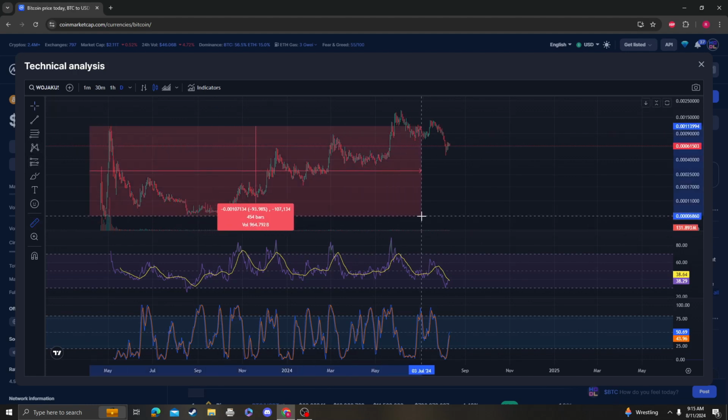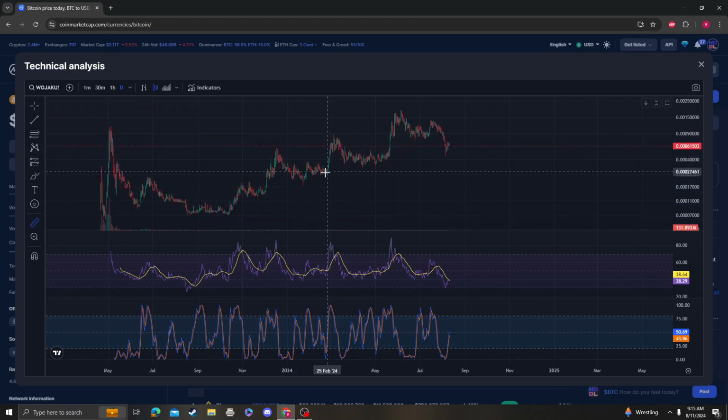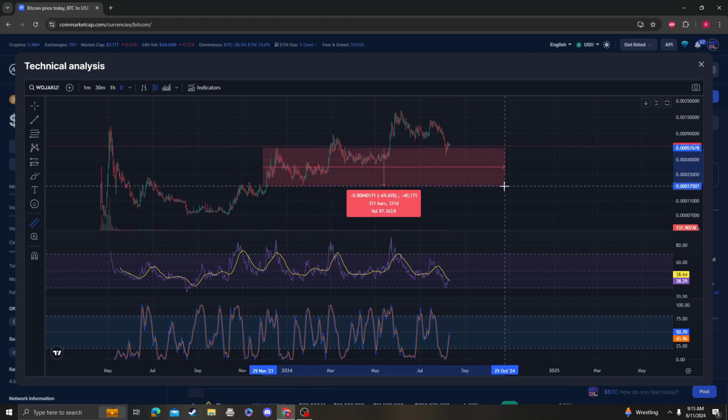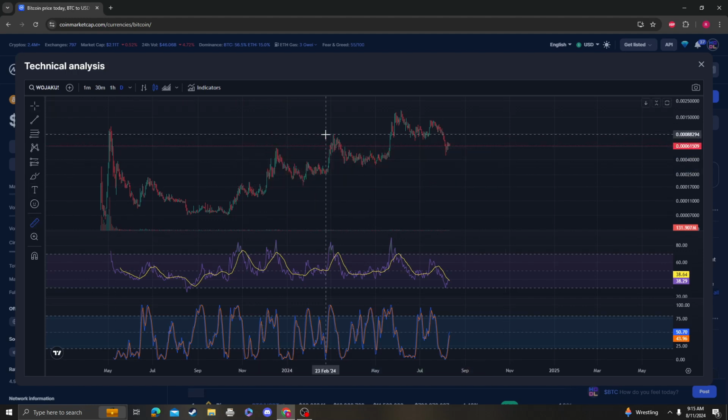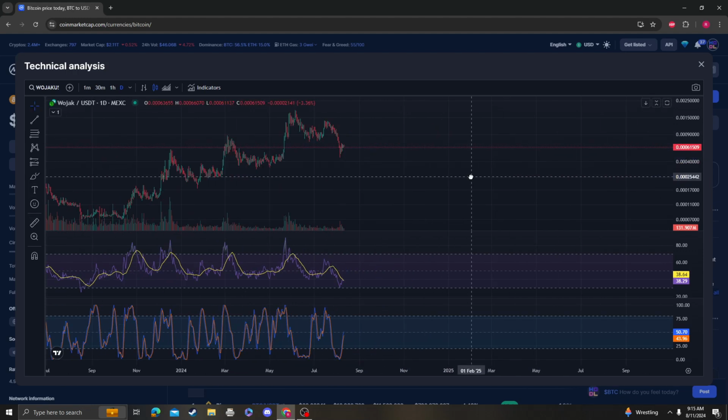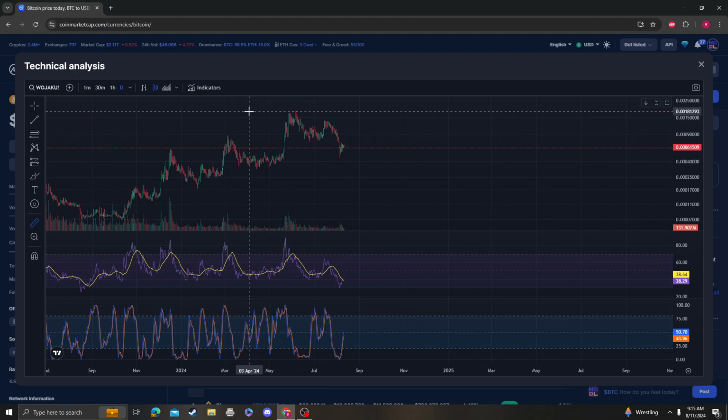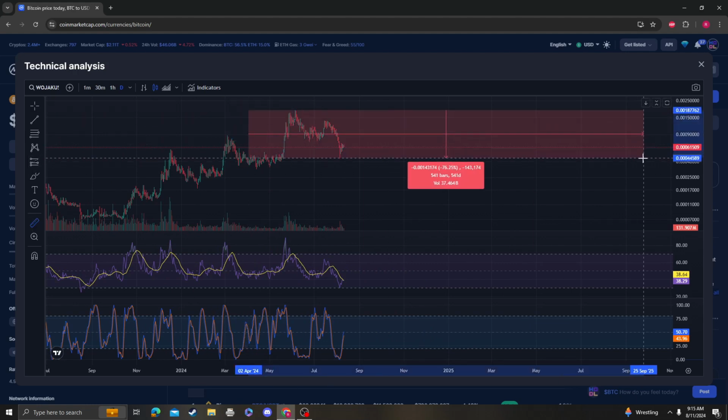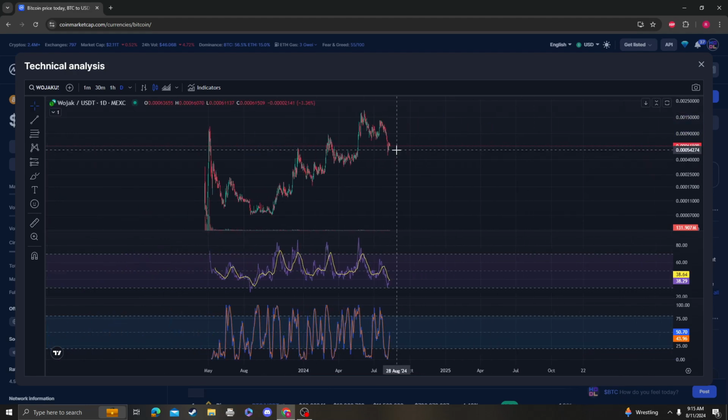Here to here, 93%. Here to here, 69%. Here to here, 64%. Hopefully this is between 70 and 80%, because that's crazy. Yeah, 75%. Okay, so it literally capitulated 75%, and it's still near its highs. So this is very bullish, guys. I don't know, I mean, if you guys can't see this, that's crazy.